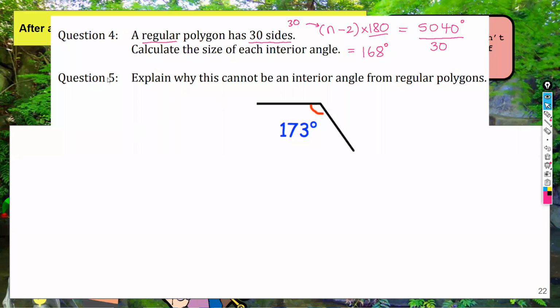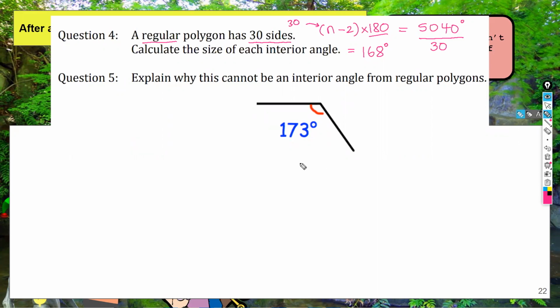Here's what I'm going to do. I think it's best that I work through question 5 right away. Question 5 is based on last week's theory, but it's going to give some trouble. Last week, I was discussing that you can actually use the exterior angle to figure out how many sides a shape has.